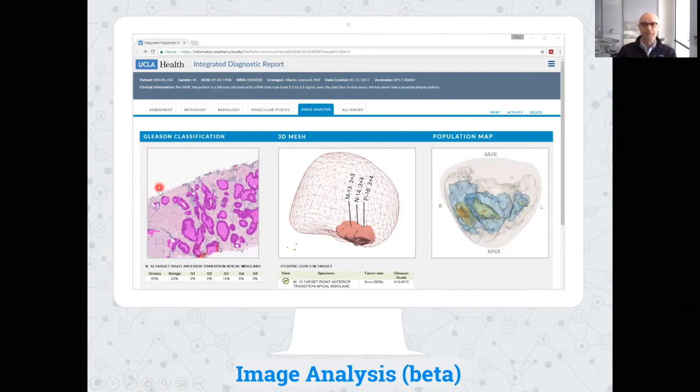This is a beta version we have running in which we have a histology quantification application. Our deep learning algorithm for quantifying Gleason grades runs in the background. We have this 3D render of the prostate where the user can come in and rotate it and zoom in and out. And then we have a population map. Here we took a bunch of patients, registered their prostates together, and created a heat map for where we see cancer at UCLA. This allows a user to contextualize for a given patient how they relate to the rest of the UCLA population.